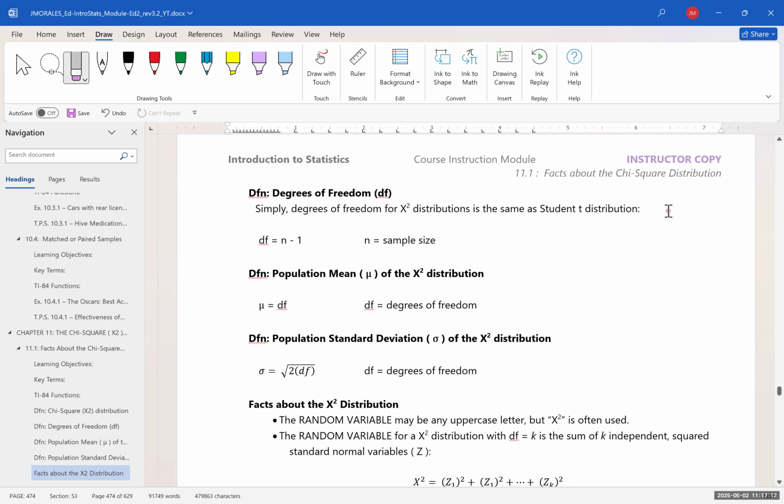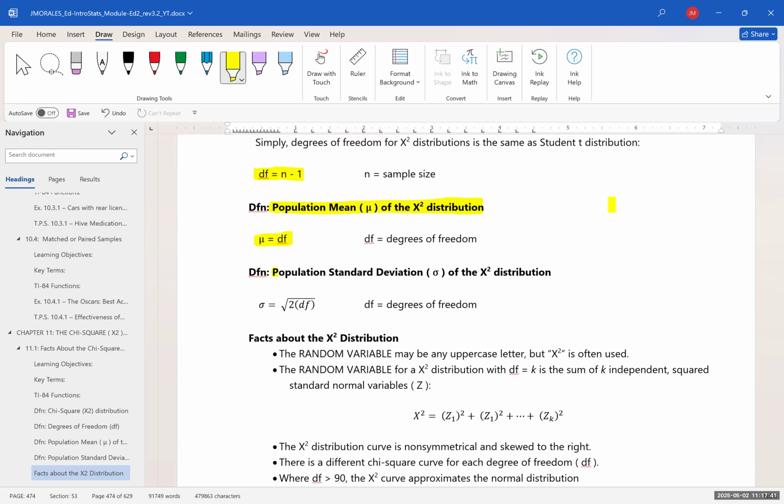Now, with the chi-squared distribution, okay, we have degrees of freedom, which is the same as what we found with the student's t-distribution. So degrees of freedom is equal to the sample size minus 1. Now, the population mean of a chi-squared distribution is simply equal to the degrees of freedom. The population standard deviation of a chi-squared distribution is equal to the square root of 2 times the degrees of freedom.